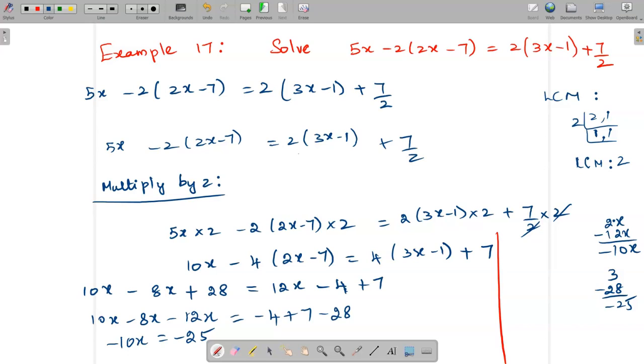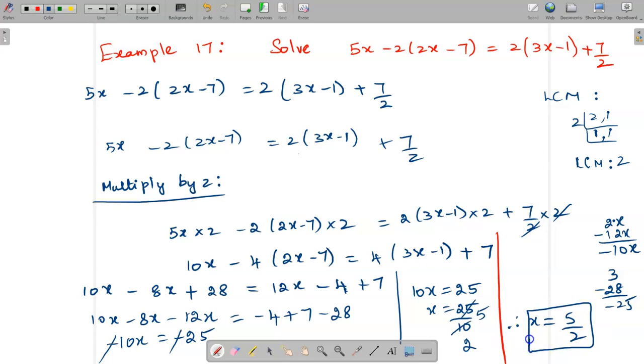Then minus minus gets cancelled, and I have 10x equal to 25, x equal to 25 by 10. You can apply the 5 tables: 5 twos are 10, 5 fives are 25. So I can simply write x equal to 5 by 2. This is my solution for the given example 17. Thank you, thanks for watching.